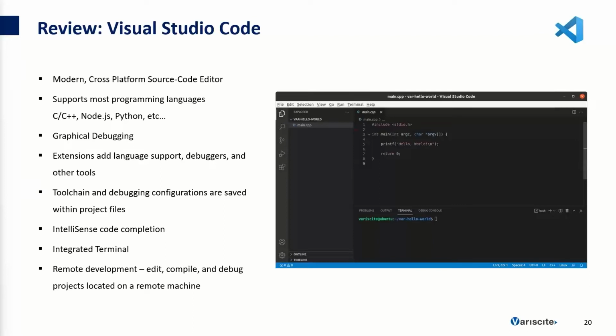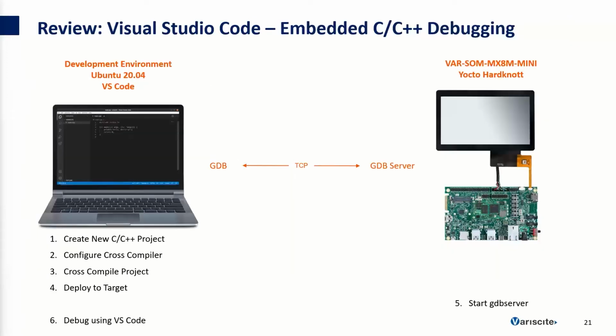And then finally, in my opinion, the most powerful feature of VS Code is the ability to do remote development. By using an SSH connection to a remote computer or server, VS Code allows you to develop and debug software as if you were working natively on that computer. So this is really helpful if you work on a laptop but have a more powerful server for compiling your software.